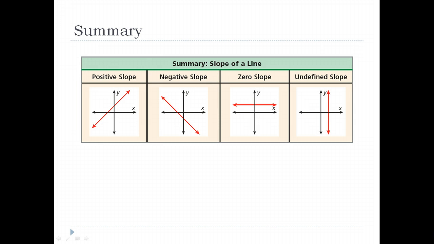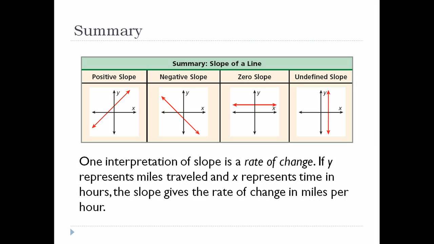So let's look at a summary of slopes. Positive slope, you would walk from left to right, goes uphill. Negative slope, walking left to right, goes downhill. 0 slope, no change in y, it's horizontal. Undefined, there's no change in x, and it would be a vertical line. One interpretation of slope is the rate of change. If y were to represent the miles traveled and x represent the time in hours, the slope would give the rate of change in miles per hour.